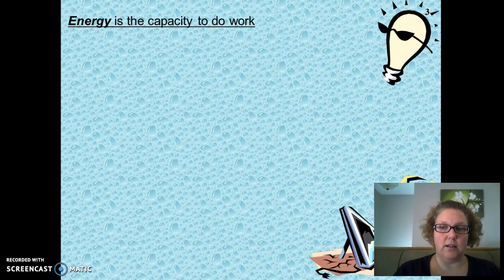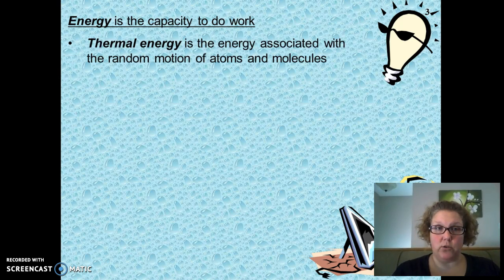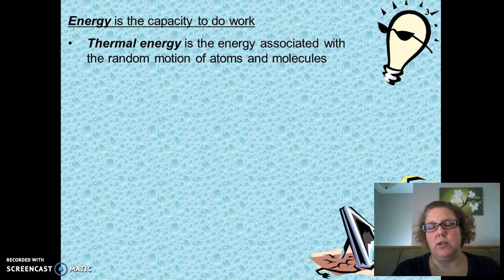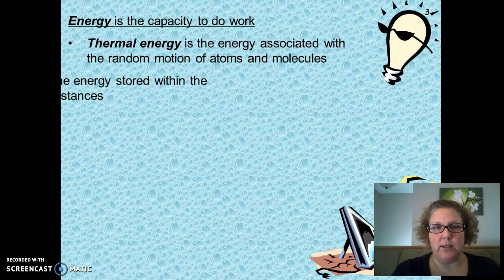All right, now on to the thick of things here. Energy is simply the capacity to do work. There's all different kinds of energy. We're going to focus on thermal energy in this unit. Thermal energy is the energy associated with the random motion of atoms and molecules. So the more thermal energy, the more they move, okay? And we talked about that in the gas unit. We called it kinetic energy, the energy of movement.